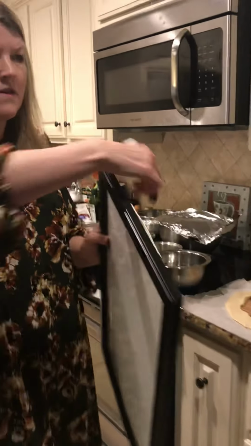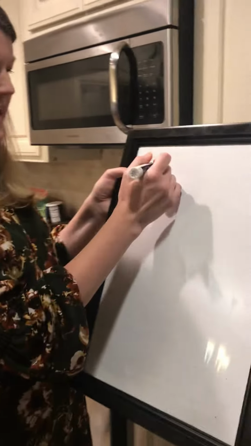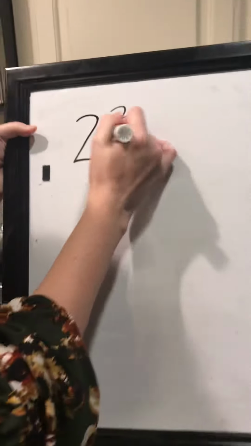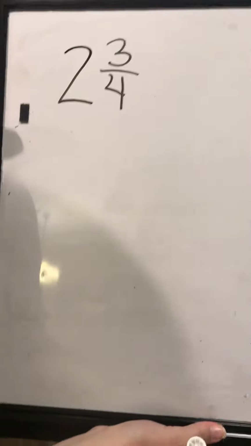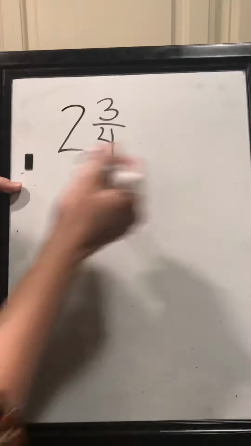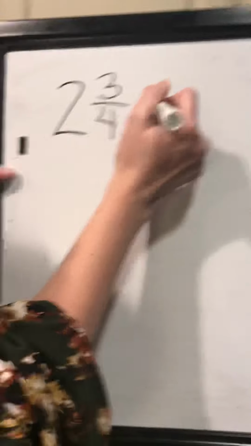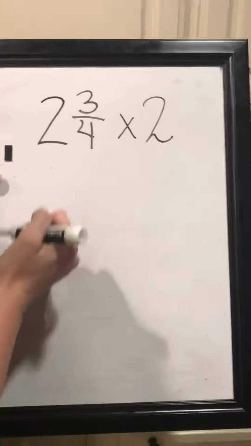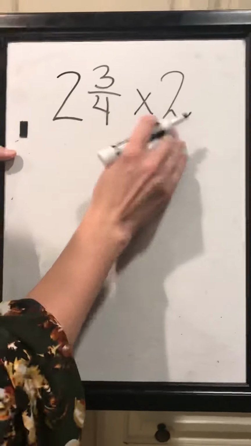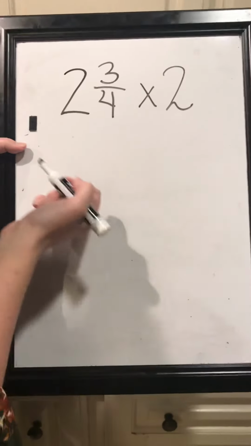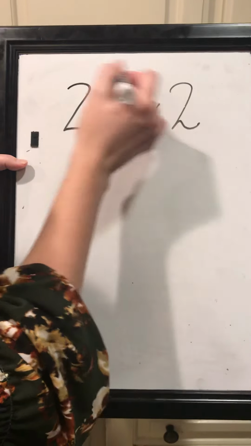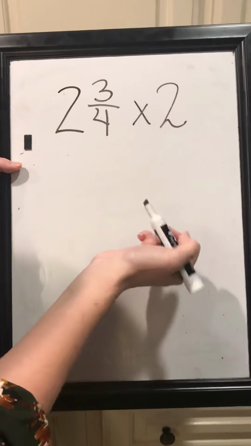So the dough for the cinnamon rolls required 2 3/4 cups of flour. Now if I wanted to double the recipe, I could multiply this by 2 to see how much flour I would need. And we've done problems like this before. So remember, you have to multiply the 2 times the 2 and then the 2 times the 3/4.